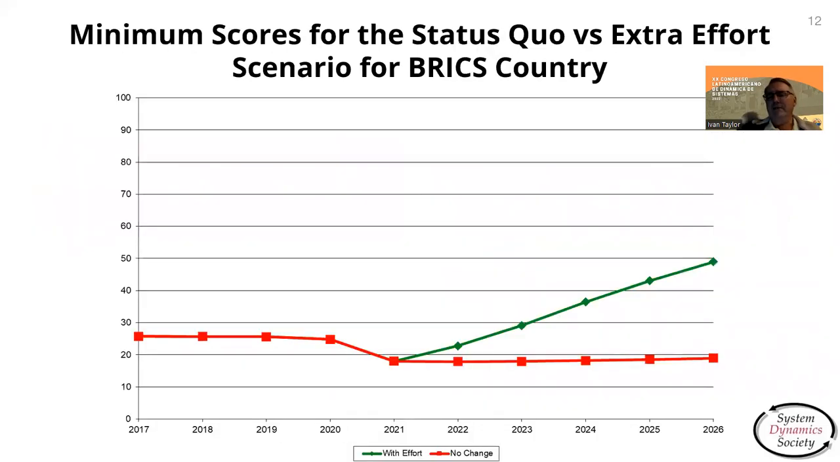Here is the summary of the SDG 10. You can see that the status quo is in red, which shows basically a flat line into the future. And when effort is applied, we can see the green line showing that the SDG value can go up to, say, 50 out of 100 in the next 5 years with extra effort applied.